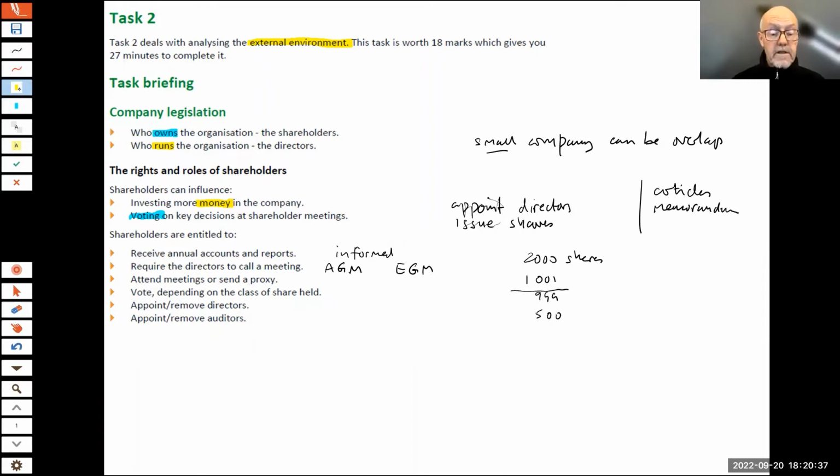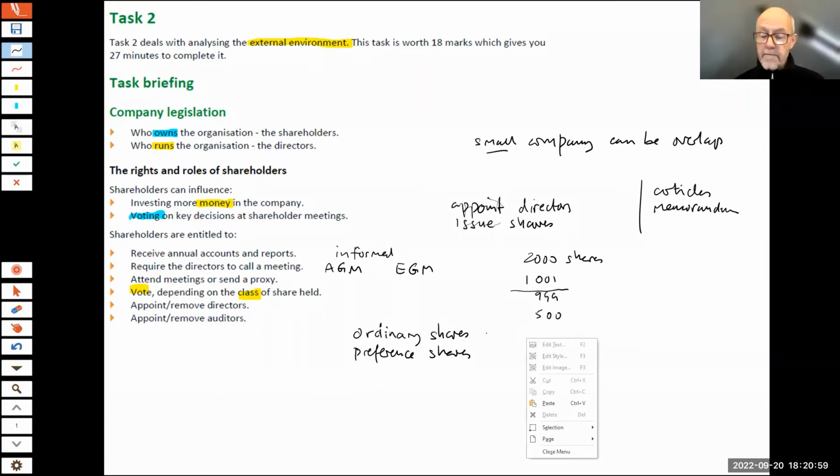They can vote depending on the class of share. You'll see two terms that you will meet. There are ordinary shares. There are preference shares. Now, the differences being, if the company makes a profit, the way the shareholders are rewarded for their investment is a dividend is paid. But it's at the discretion of the directors. It's only if there's profit available.